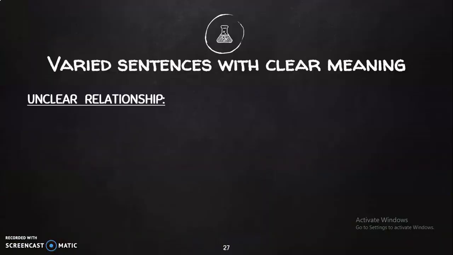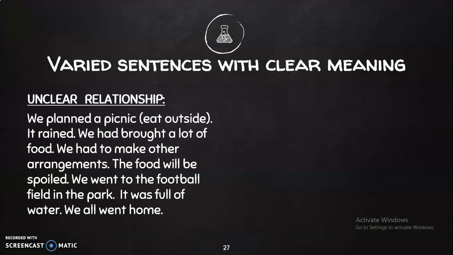Here is the first paragraph. It has unclear relationships because it's not varied. We planned a picnic. It rained. We had brought a lot of food. We have to make other arrangements. The food will be spoiled. Went to the football field in the park. It was full of water. We all went home. Short, simple pattern, which is too boring.